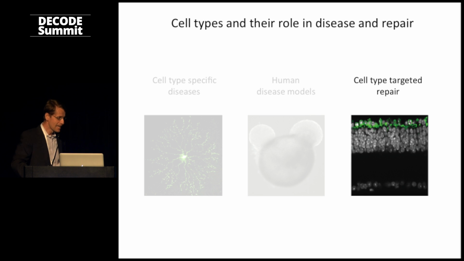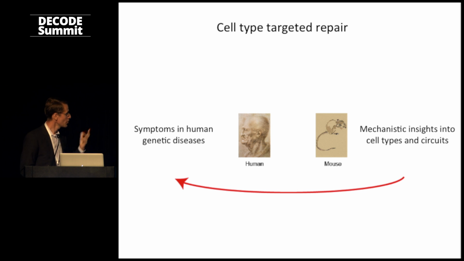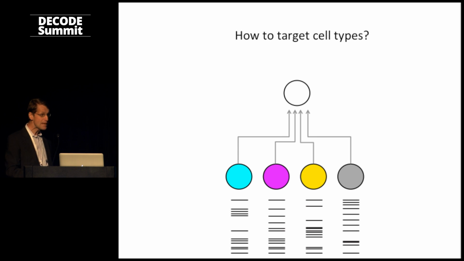And what we need is vectors, AAV vectors we can inject into the eye, which are completely specifically expressed in different cell types. And so what we want to do is really reverse the process, now go from mechanistic insight in cell types and circuits to removing symptoms in human genetic diseases. And for us, the key problem was really how to target cell types by AAVs. And what we went back to is the same idea as at the beginning I showed you, that these cell types have very unique gene expression patterns.